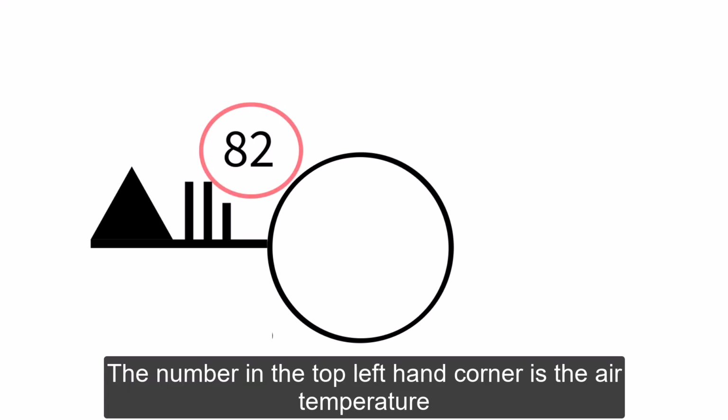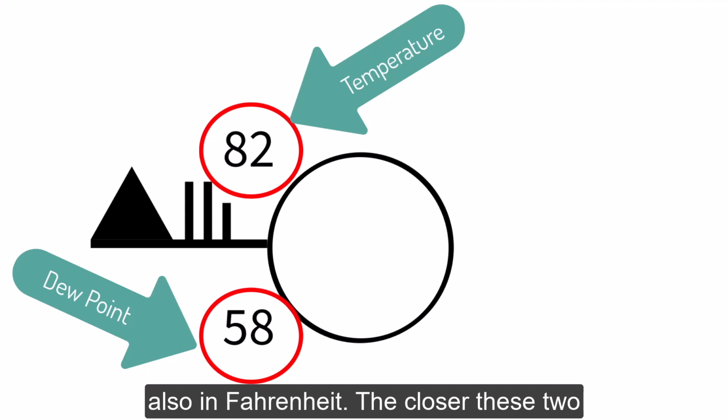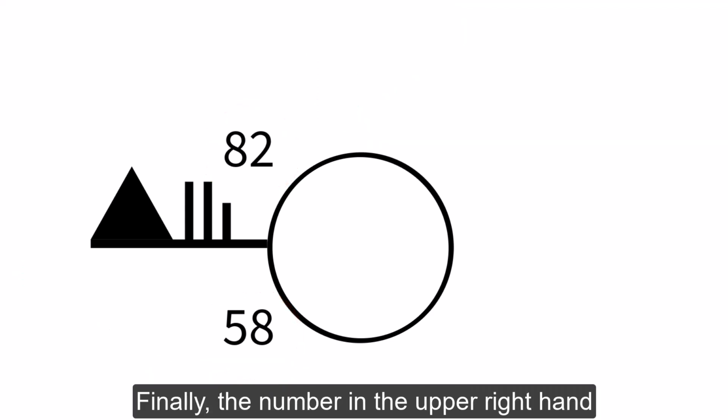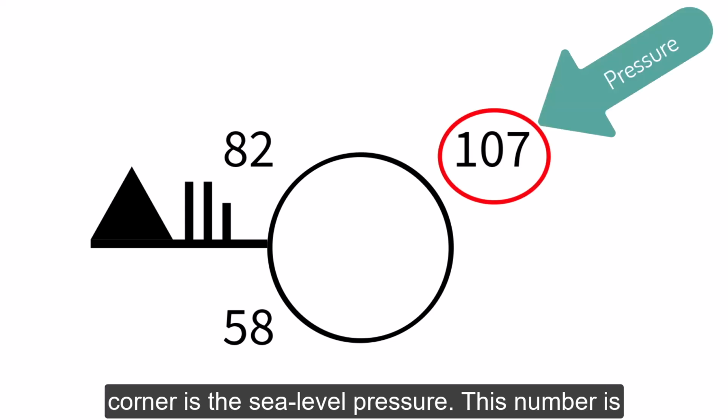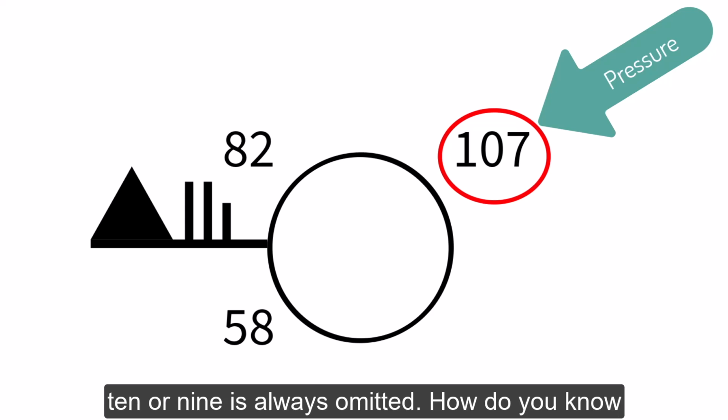The number in the top left-hand corner is the air temperature in Fahrenheit, while the number in the bottom left-hand corner is the dew point temperature, also in Fahrenheit. The closer these two numbers are, the more moisture that is present in the atmosphere. Finally, the other number in the upper right-hand corner is the sea level pressure. This number is plotted in tenths of millibars, and the leading 10 or 9 is always omitted.